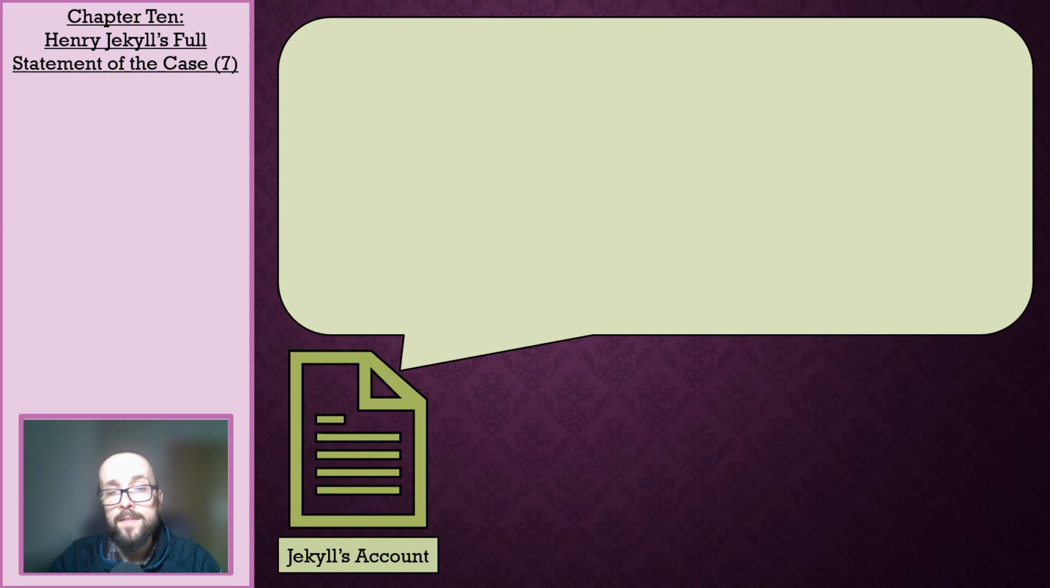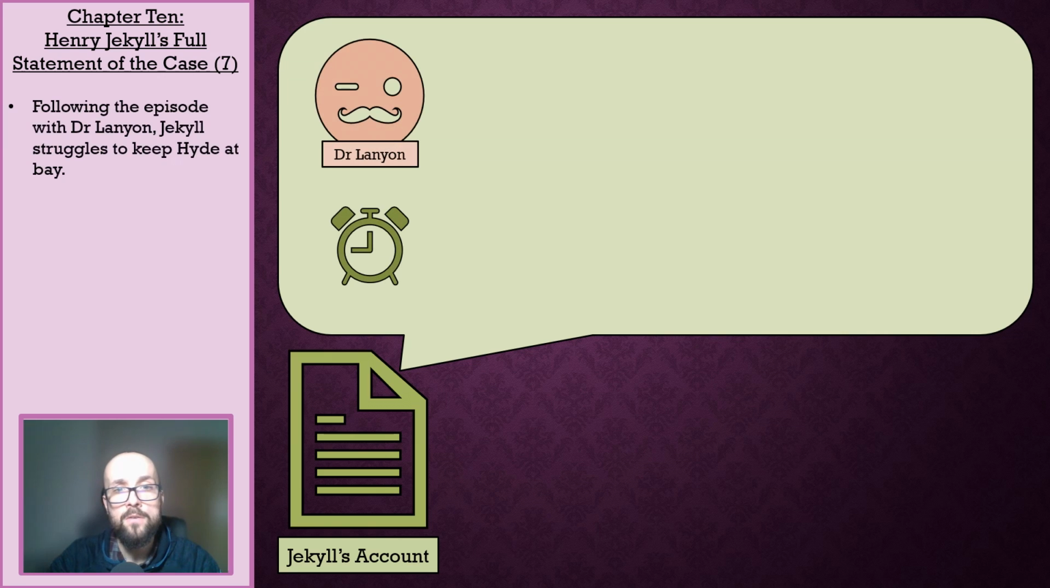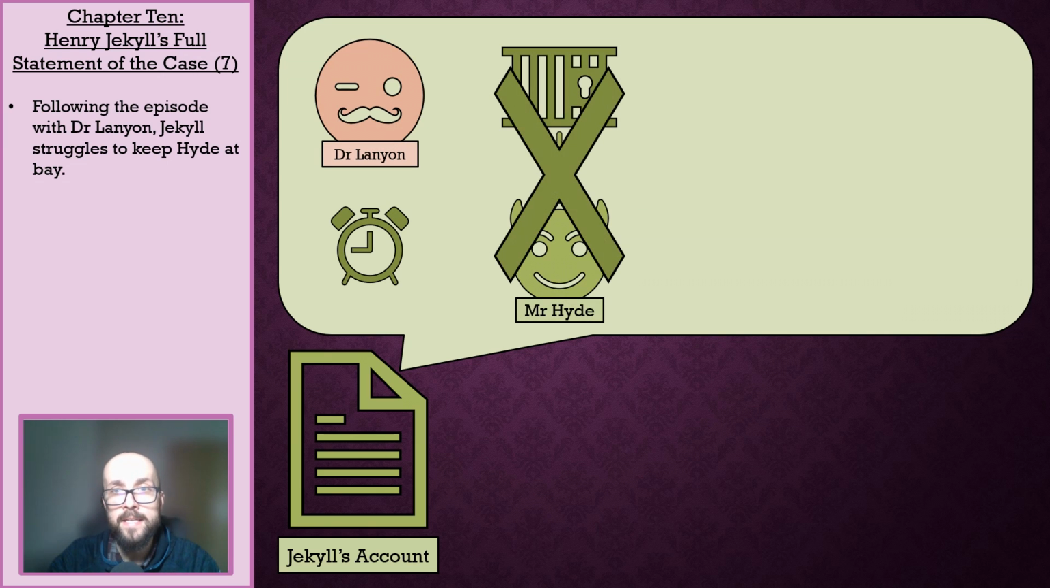Jekyll's narrative then catches up with Dr. Lanyon's story. After Jekyll reveals his relationship with Hyde to Lanyon, he struggles to keep Hyde at bay. The smaller, more wicked man appears to be gaining power, for Jekyll needs to create stronger and stronger doses of the potion in order to reverse the transformation.